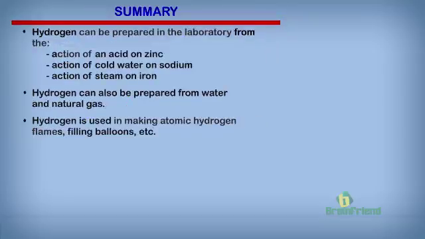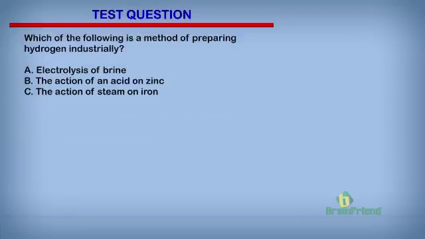Well, we've come to the end of our lesson today, so we'll take a quick summary. We say that hydrogen can be prepared in the laboratory from the action of an acid on zinc, action of cold water on sodium, and action of steam on iron. We also say that hydrogen can be prepared from water and from natural gas. Then we mentioned some uses of hydrogen, saying that it can be used in making atomic hydrogen flames, filling balloons, etc. We'll take a quick test.